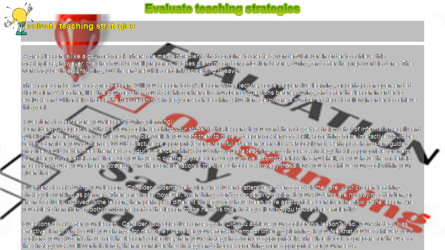Questions to ask during your lesson. Consider students' behavior. Are students attentive and engaged? If they are, your chosen teaching strategy is working as planned. There are times, however, when things don't go according to plan. If your students are not paying attention, or are not actively involved in the lesson, then perhaps a different strategy may have been more appropriate.